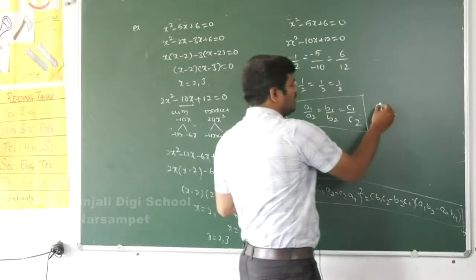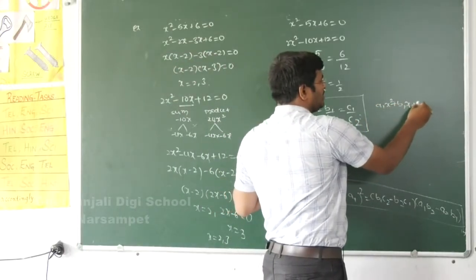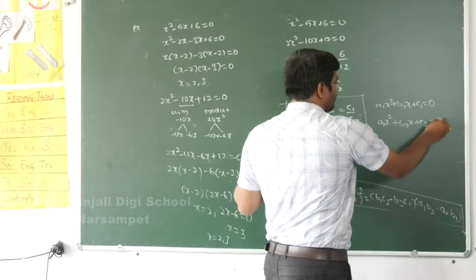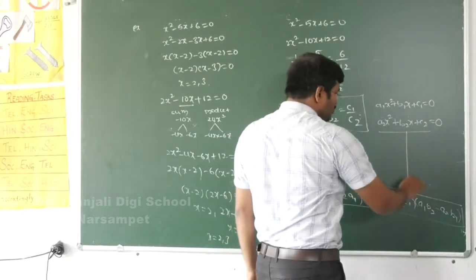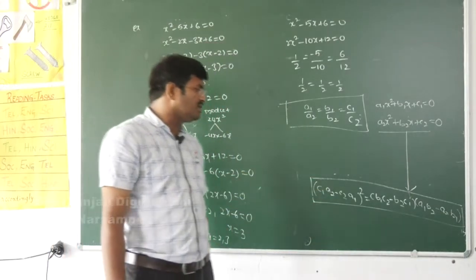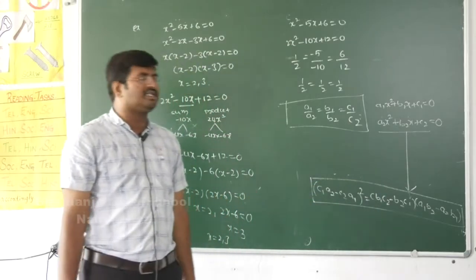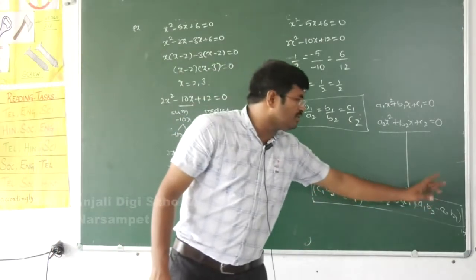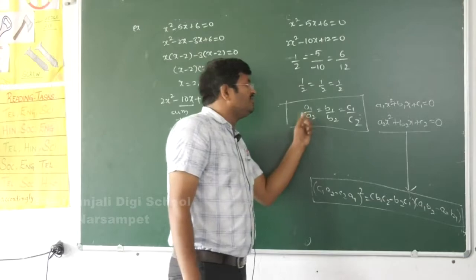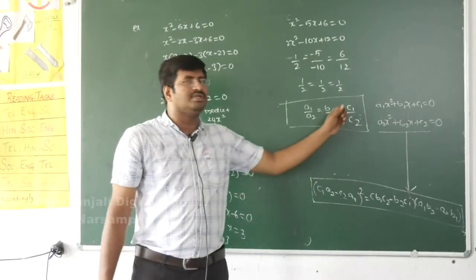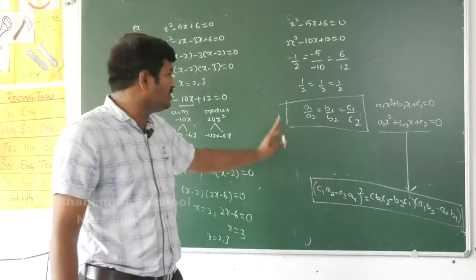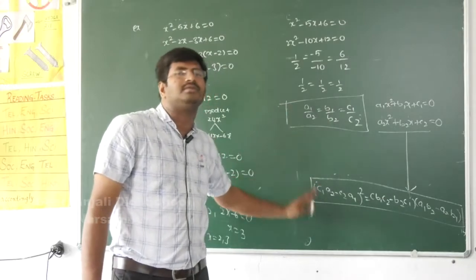For a1 x square plus b1 x plus c1 is equal to 0 and a2 x square plus b2 x plus c2 is equal to 0, if one root is common, the condition is (C1A2 minus C2A1) whole square is equal to (B1C2 minus B2C1) into (A1B2 minus A2B1). If both roots are common, the condition is A1 by A2 is equal to B1 by B2 is equal to C1 by C2. Then we will do a few problems on both conditions.